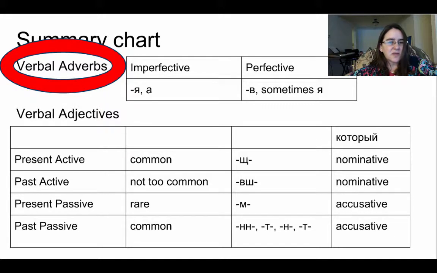So if we look at our summary chart of participles, we've just learned a little bit about verbal adverbs. Imperfectives will end in a, ya. Perfectives, most of the time v, sometimes ya.